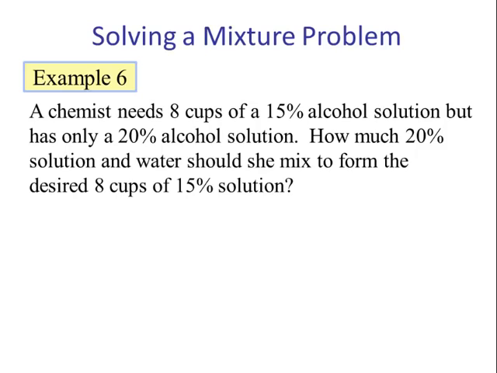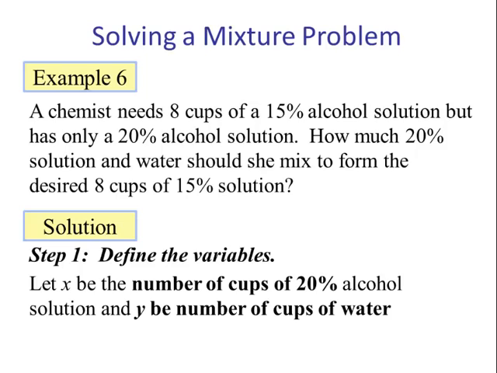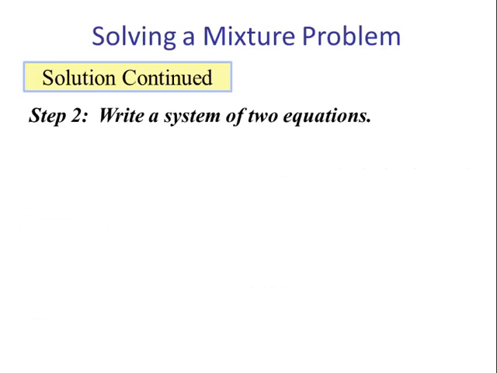A chemist needs 8 cups of a 15% alcohol solution but only has a 20% alcohol solution. How much 20% solution and water should be mixed to form the desired 8 cups of 15% solution? So in this case, water has 0% alcohol. So we first want to set up our variables. We're going to let x be the number of cups of the 20% and y be the number of cups of water.